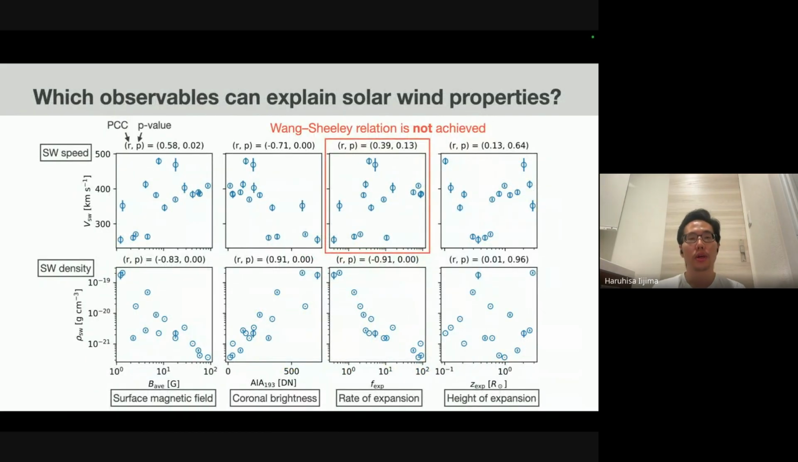And also, we have checked the Wang-Sheeley relation. The Wang-Sheeley relation is a weak anti-correlation between the solar wind speed and the rate of expansion. And sadly, we could not reproduce the Wang-Sheeley relation in this study. The correlation coefficient is rather positive, 0.339, and the p-value is large, 0.13. So there is almost no correlation between these parameters.